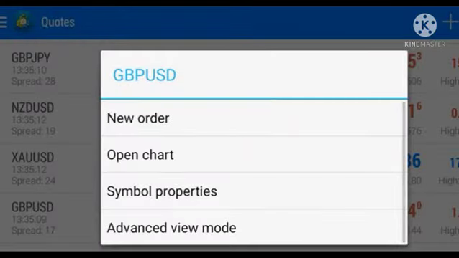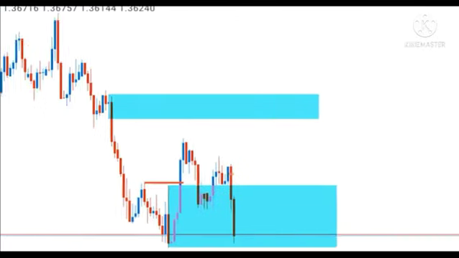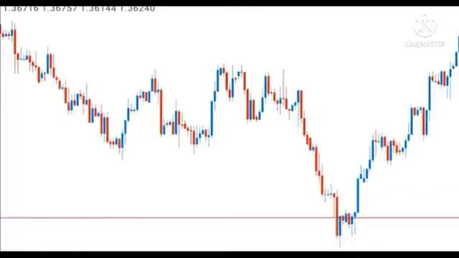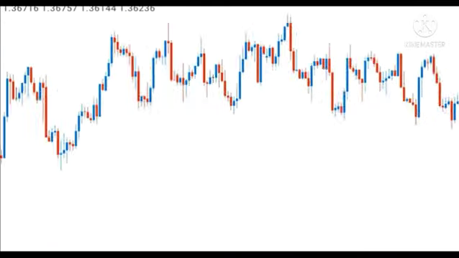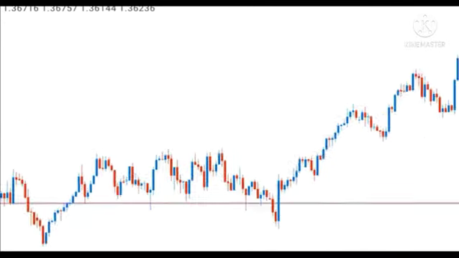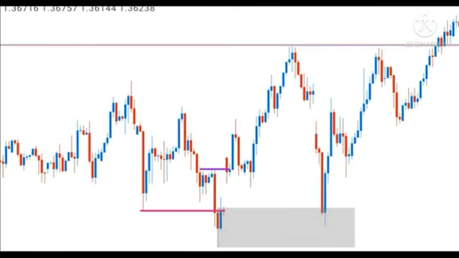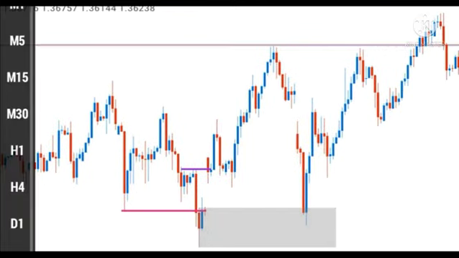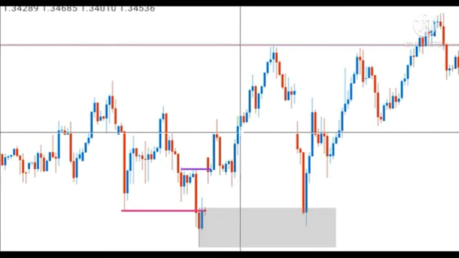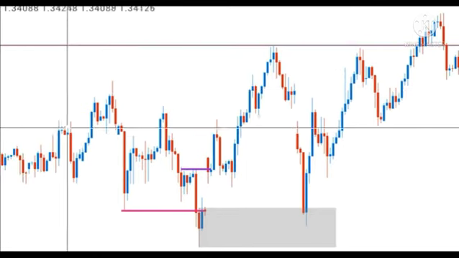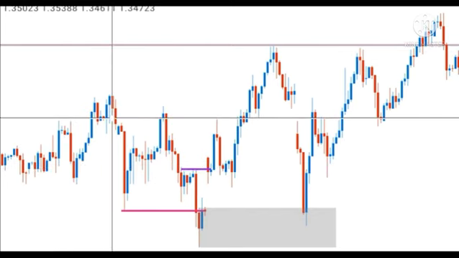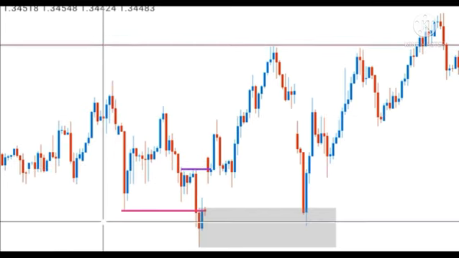GBPUSD. Let's see some examples there. Now, take a look at this. GBPUSD. What happened here? Price made a high and came down and made a low, made a lower high and made a lower low.